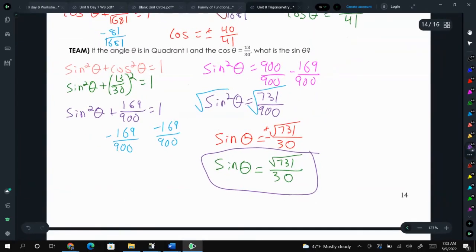So this is just another tool that you can use. Again, you can draw the triangle if you wanted to, but this is a tool that can maybe be a little bit quicker in some instances.